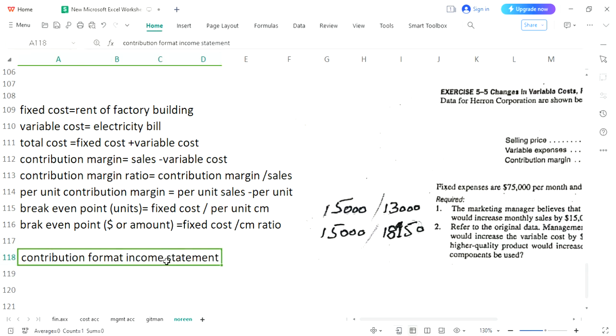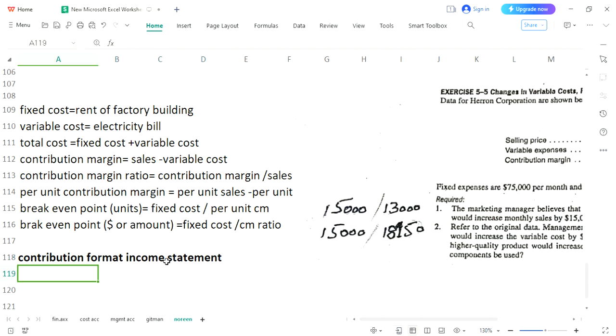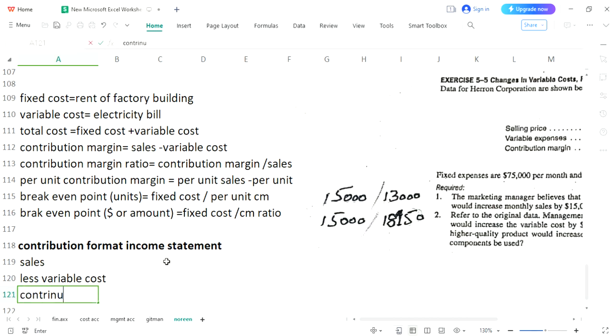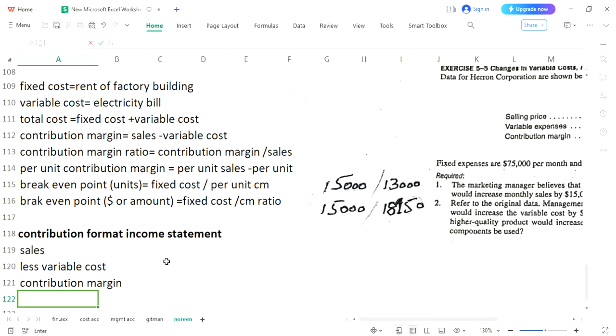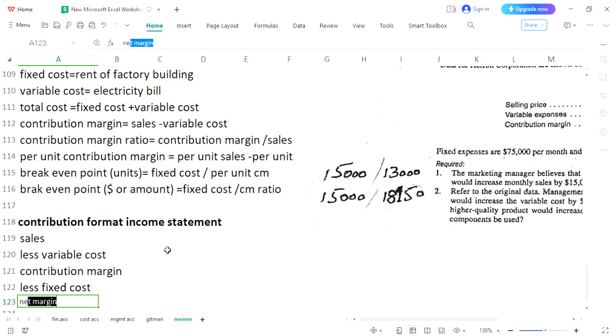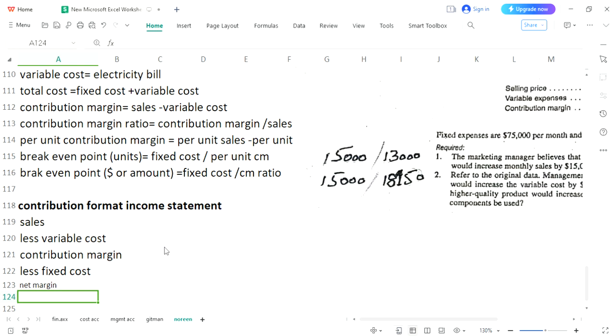All right. So how do you make it? The first step is to write down sales. Then you will subtract your variable cost. You will get contribution margin, and then you will subtract your fixed costs, after which you will get your net margin. Alright, this would be your answer, and here there would be your answer. So this way you can calculate the income statement according to the contribution margin statement way.